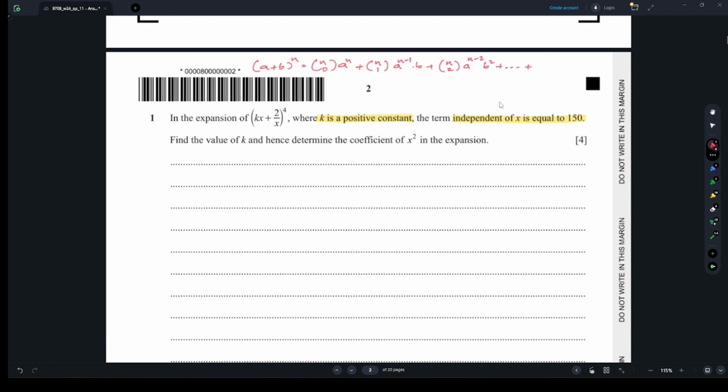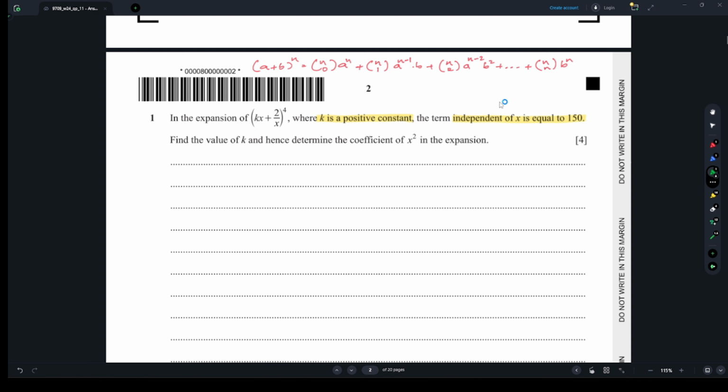Finally, you will have nCn, and then b to the power n. So this is the expansion that you should remember. Then we can apply that theory here. In this case n equals 4, and they are saying that the term independent of x is equal to 150.